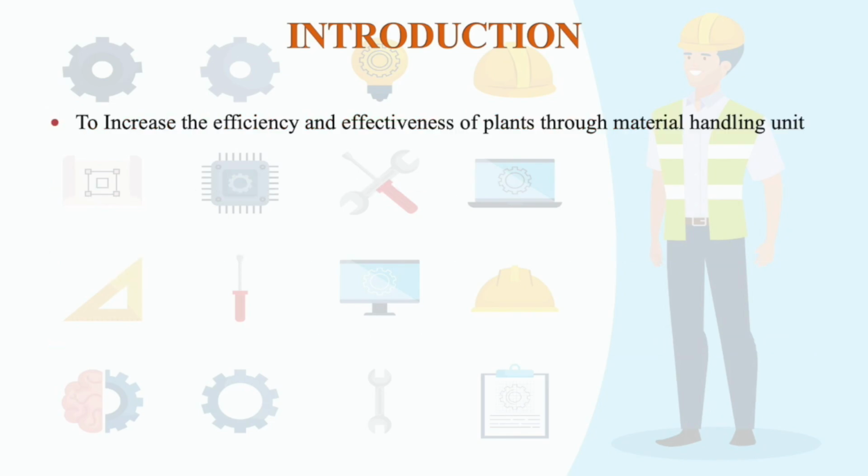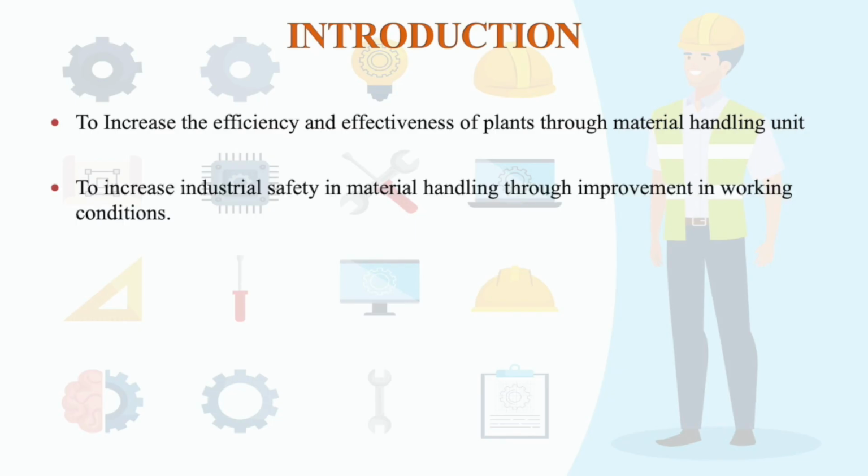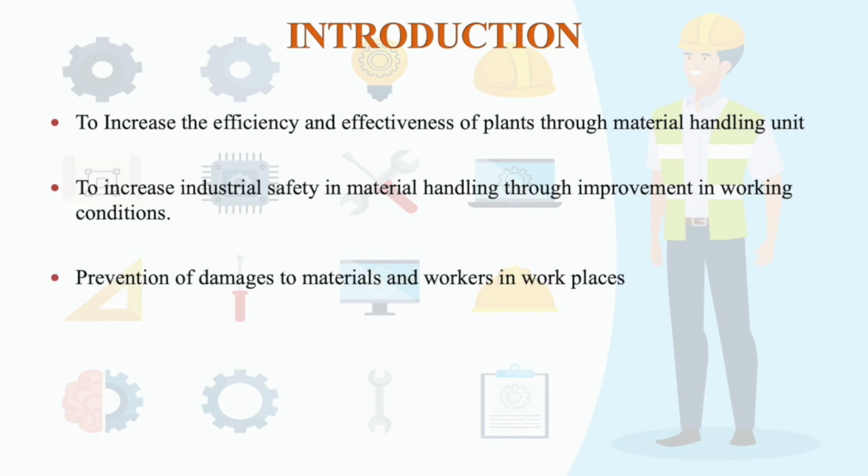To increase the efficiency and effectiveness of the plants through material handling units, to increase industrial safety in material handling through improvement in working conditions, prevention of damage to the materials and workers in workplaces, and to lower the maintenance cost of the handling equipment. So these are the various aims. Then material handling concepts and significance.